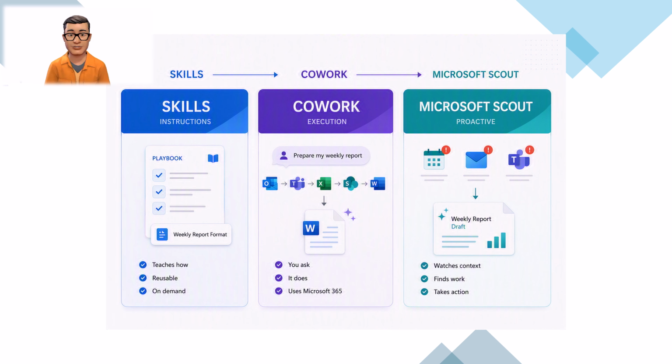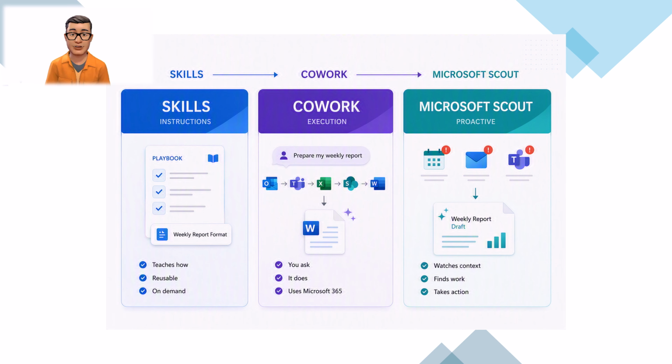First, we have a skill. The skill doesn't prepare the report by itself. Instead, it contains the specialized instructions. For example, it might say, use this report structure, include project status, risks, completed work, upcoming work, and follow this formatting. So think of the skill as the knowledge and instructions for doing a particular type of work.